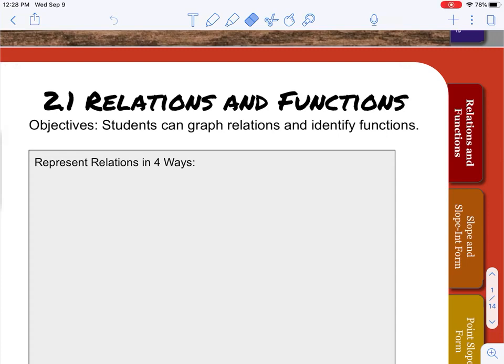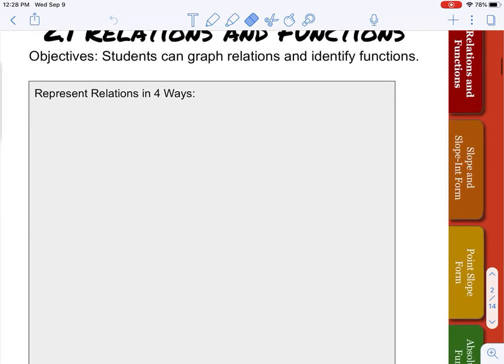Hello, today we are going to cover 2.1, relations and functions. After today, you guys will be able to graph our relations and identify functions. So we can represent relations in 4 ways. Make a table.